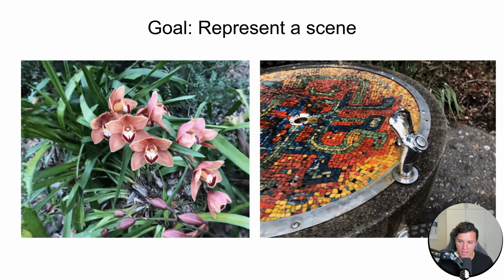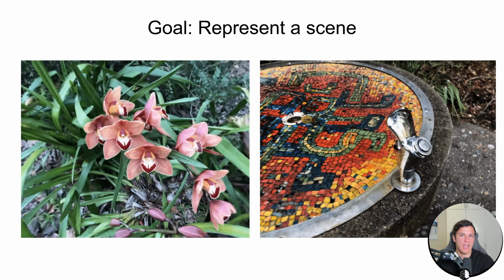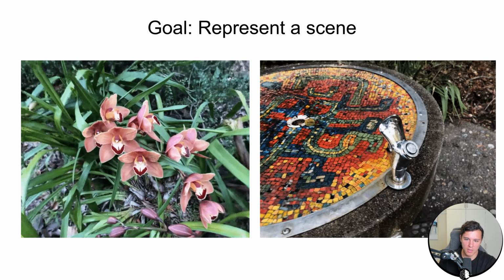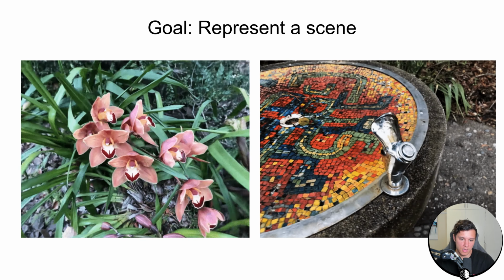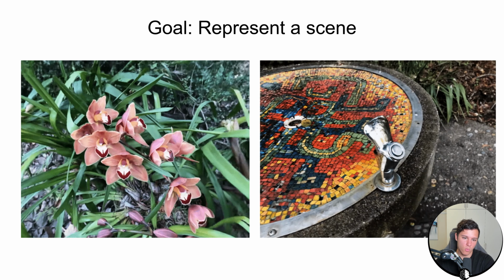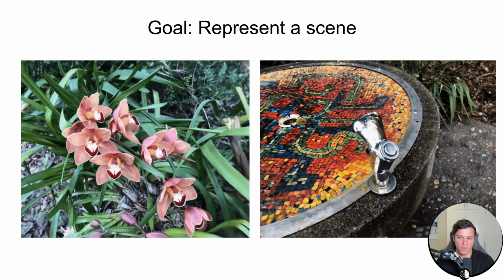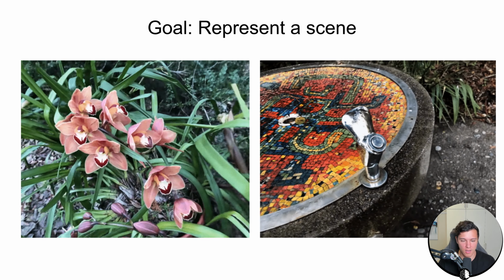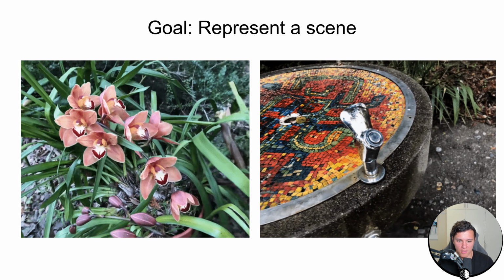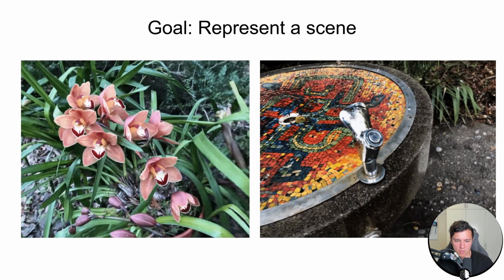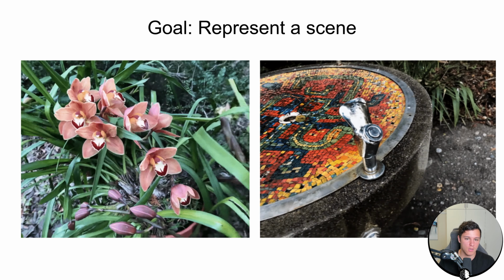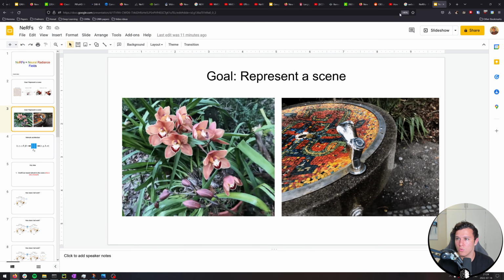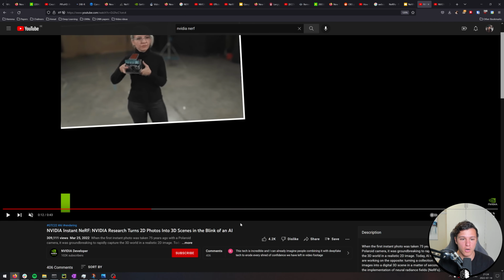So here's an example they have from the paper, where we have a dozen photos that are very jumpy in the representation, but then when we use NeRFs, we get this very smooth sort of transition. I don't know how smooth it looks on the video, but in the paper, it's supposed to be very smooth.